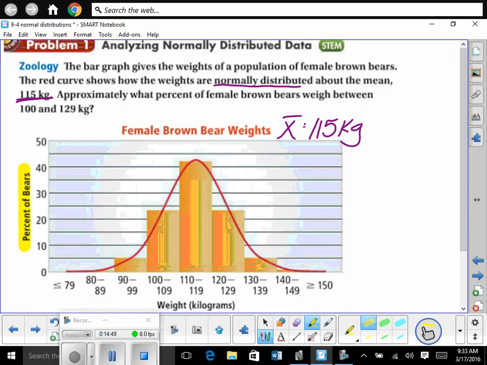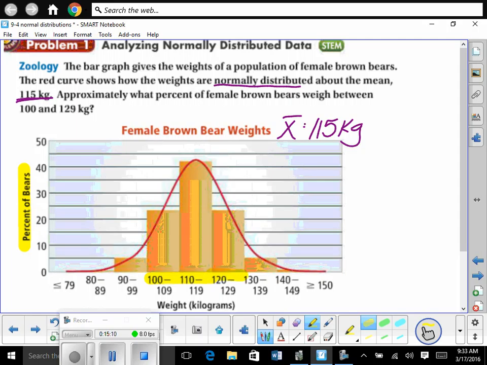Approximately what percent of female brown bears weigh between 100 kilograms to 129 kilograms? So down here is the weight in kilograms. So from 100 to 129, what intervals is that? This is 100 to 109, right? This is 110 to 119 kilograms, and then 120 to 129. Doesn't it stop right there?